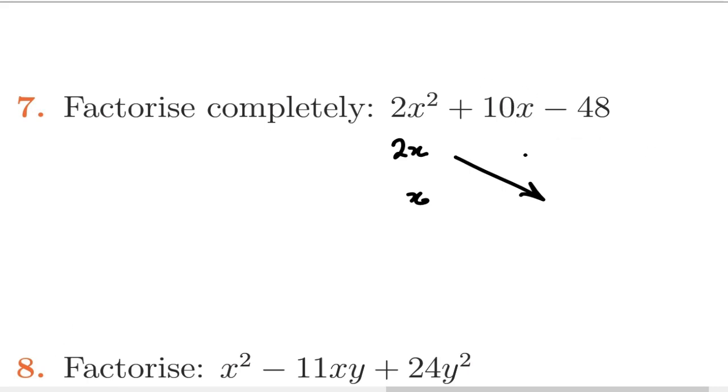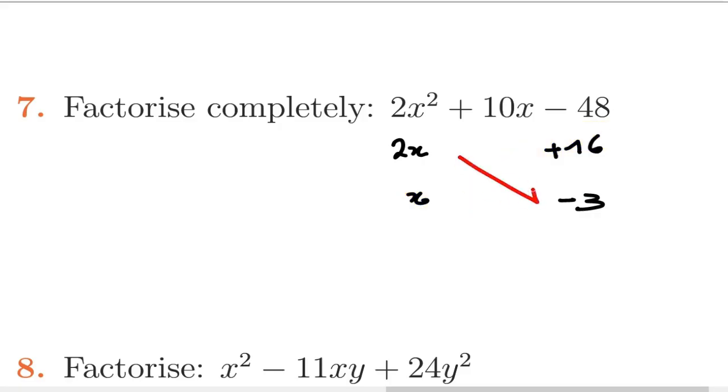2 times 24. Would that work? 2 times 24 makes 48. If I put a minus here and a plus there, negative 4 plus 24 makes 20. That's way too much. 3 times 16. Would that work? It seems like it works. Look, 3 times 16. Minus for this one, plus for that one. From here, negative 6x. From here, 16x.